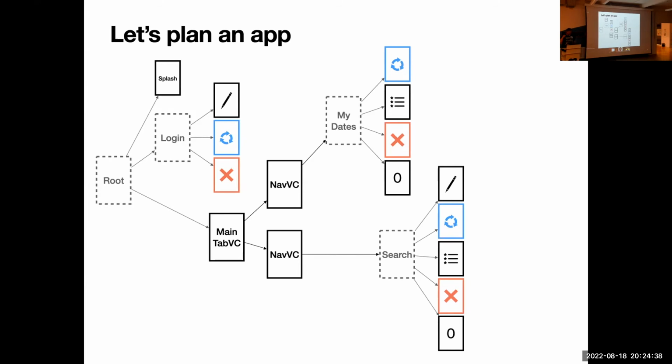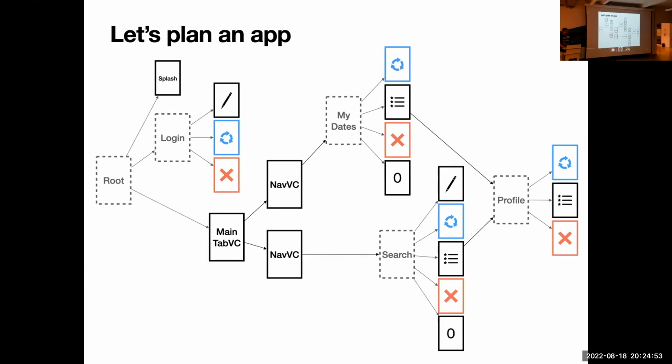And from all these, from my dates, from the list or from a profile, we can open an actual user profile. Loading, hey, there's content, and sorry, something just went wrong. A simple layout of an app, something that you have seen before, I guess, when planning out app hierarchies, UI hierarchies.